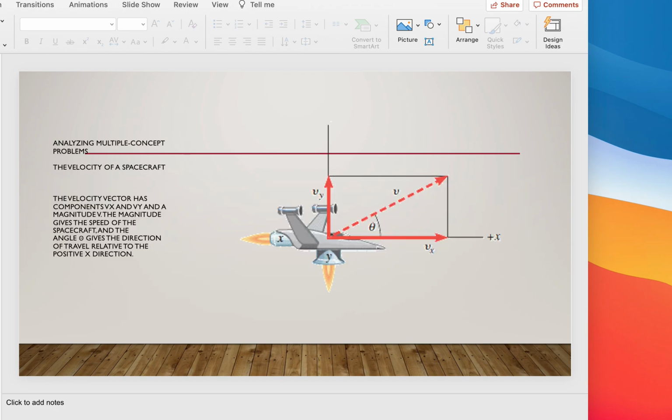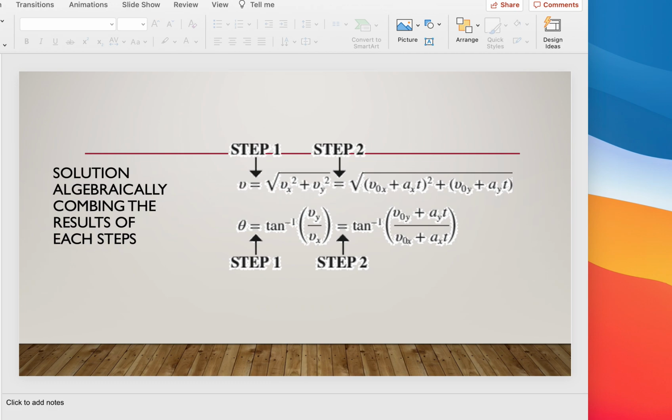And here is an example. There's a spacecraft, and it has a Vx and Vy velocity. After you put the V into the x axis and y axis, here is a solution.